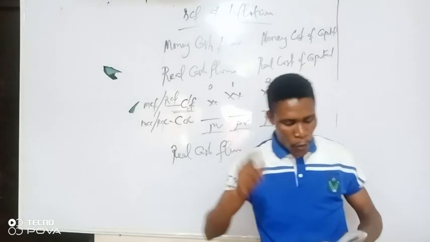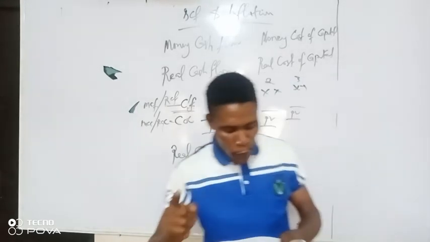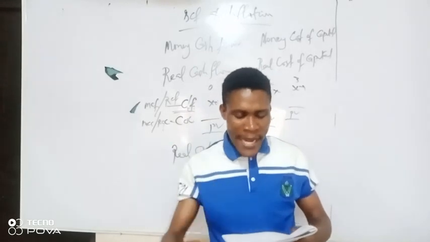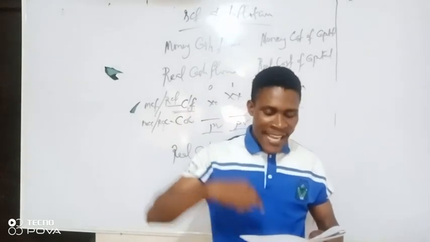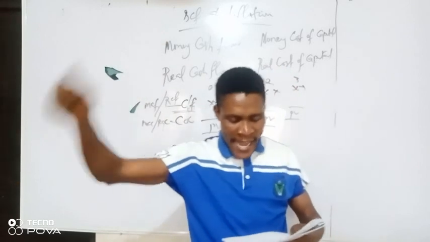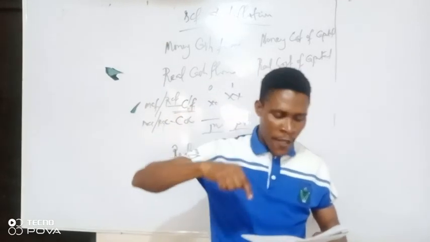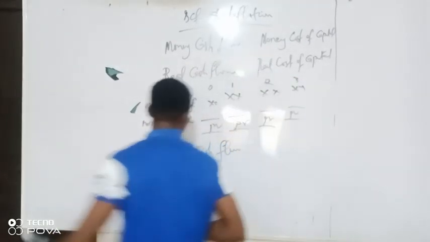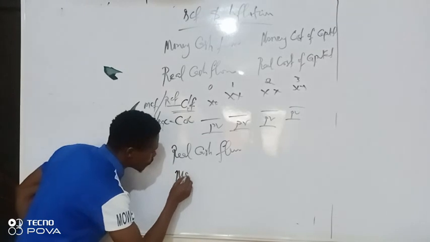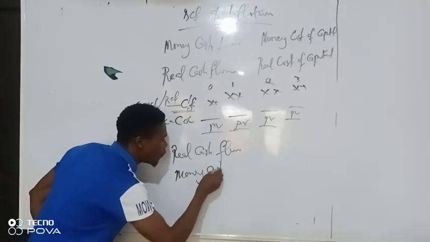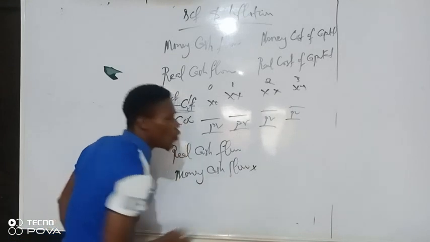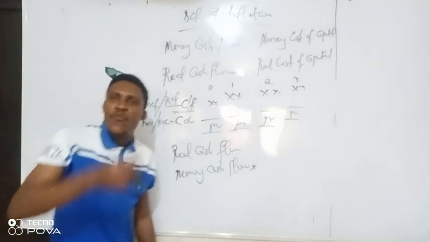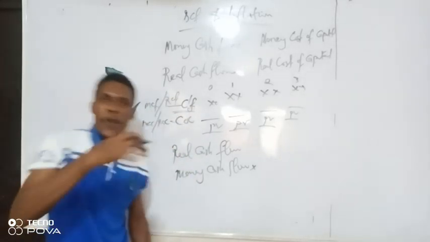Whereas money cash flow refers to the amount that is actually received or paid at different points in time in the future, that is, taking inflation into account. So money cash flows are those cash flows that occur after you have considered inflation, after you have incorporated inflation.